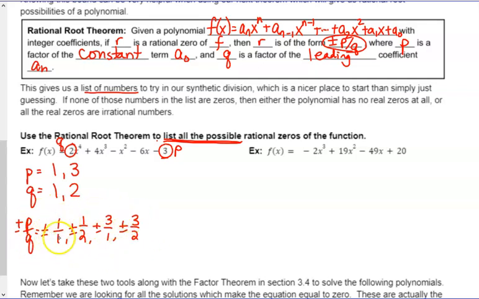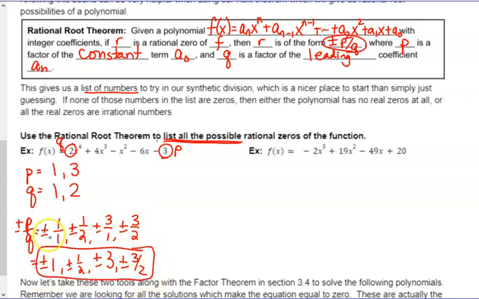Now, we can simplify this a little bit, and this one as well. So we could say that it was plus or minus 1, plus or minus 1/2, plus or minus 3, and plus or minus 3/2 would be my possible rational roots. Now, do you have to write this and then simplify? Well, I would prefer this as your answer. If you can do this without writing it down and go ahead and simplify as 1 and 3, I'm perfectly okay with that. Okay?